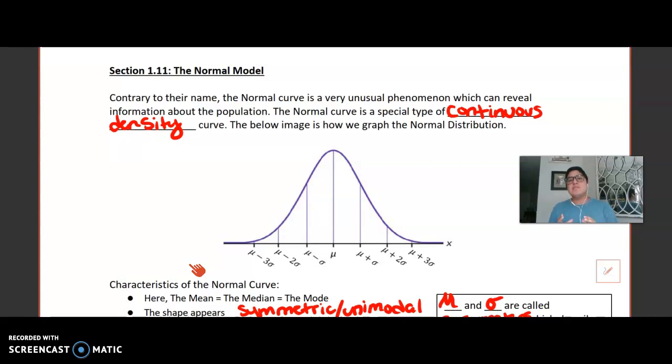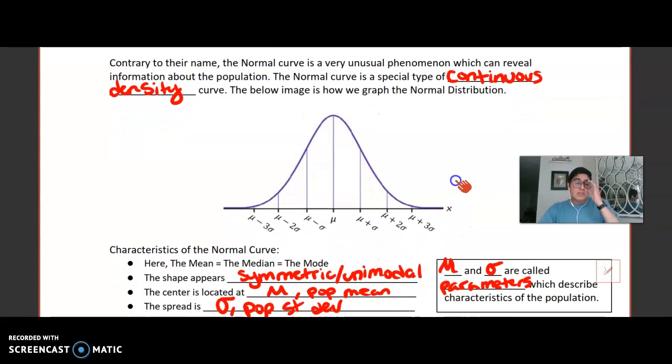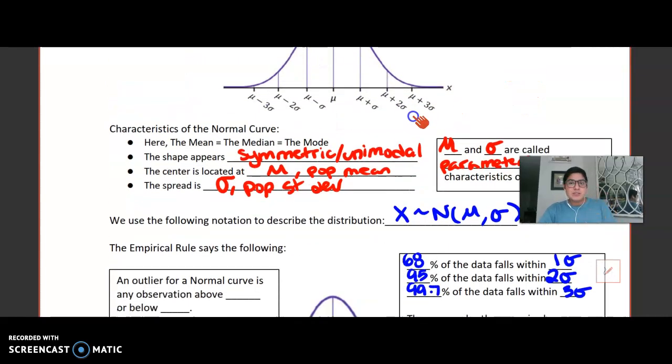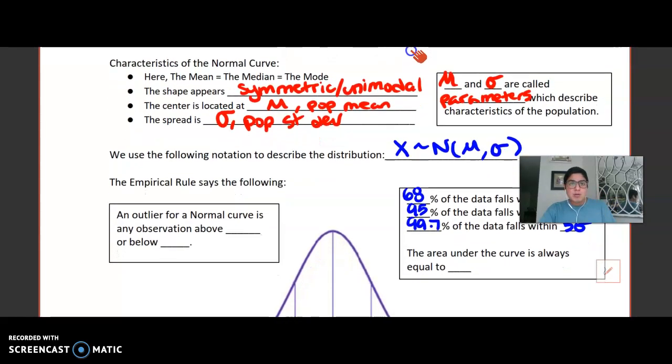The normal curve is a special type of continuous density curve, and the image below is how we graph the normal distribution. You'll see this kind of structure, it's symmetric on both sides, and these values right now, again, what do these mean? But you can see I've got mu, and then we have minus 1 sigma, plus 1 sigma. Then we have mu plus 2 sigma, mu minus 2 sigma, mu plus 3 sigma, mu minus 3 sigma. So these are a few characteristics we look at when we describe the normal curve.